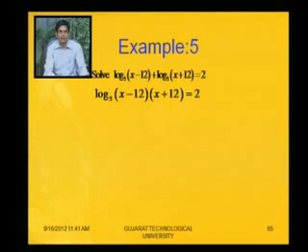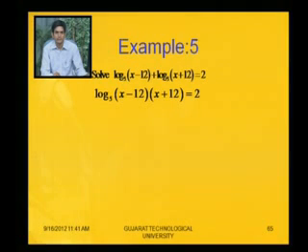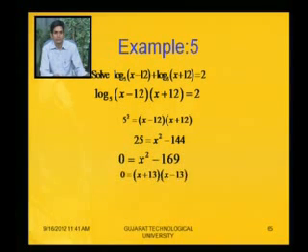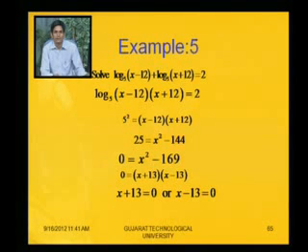First we can apply the product rule, addition goes to multiplication, that is log base 5 of x minus 12 into x plus 12 equal to 2. That will be 5 square equal to x minus 12 into x plus 12. That will be 25 equal to x square minus 144. That is x square minus 169 equal to 0. So the value of x is either 13 or minus 13.